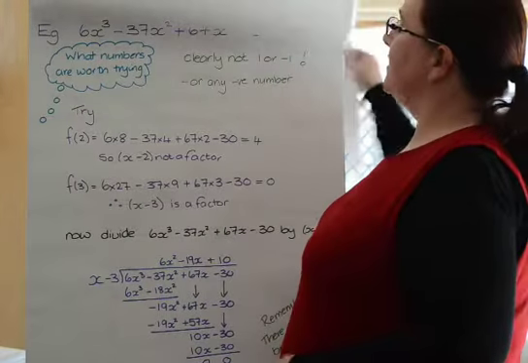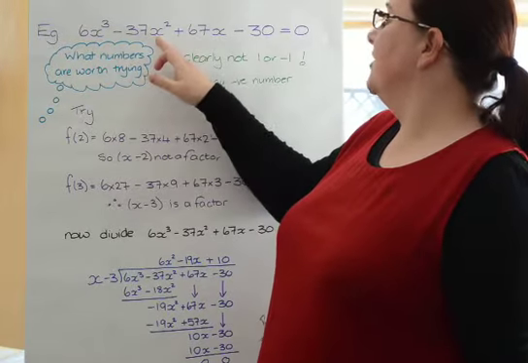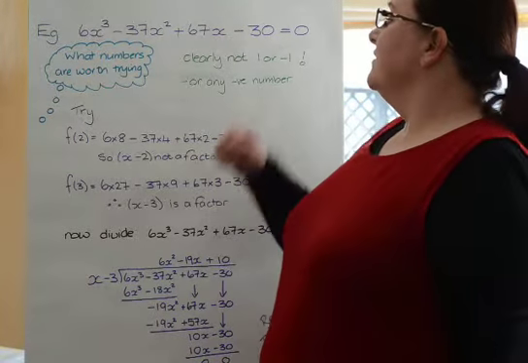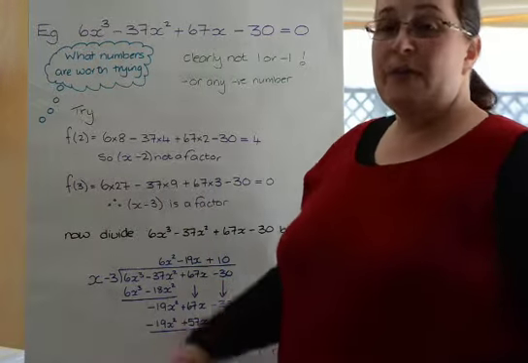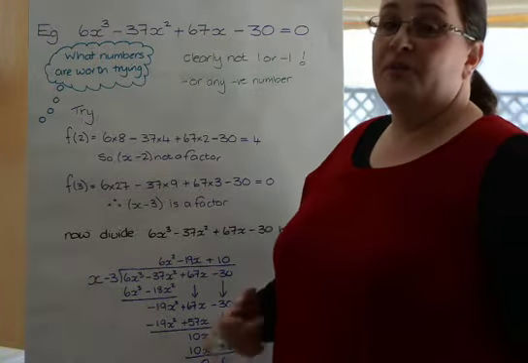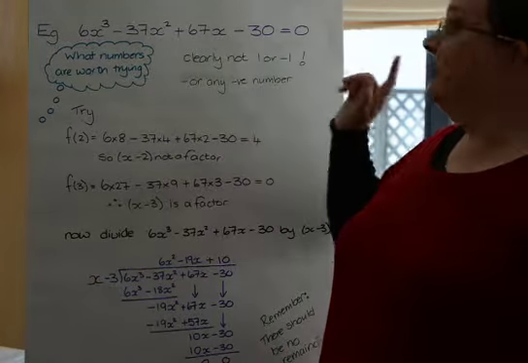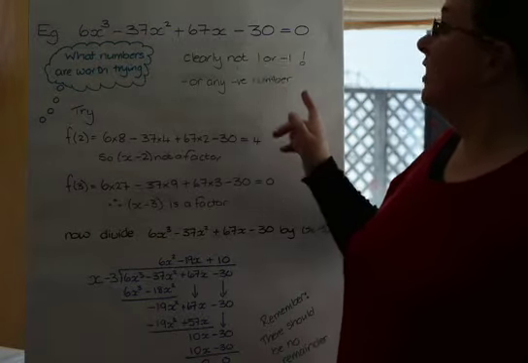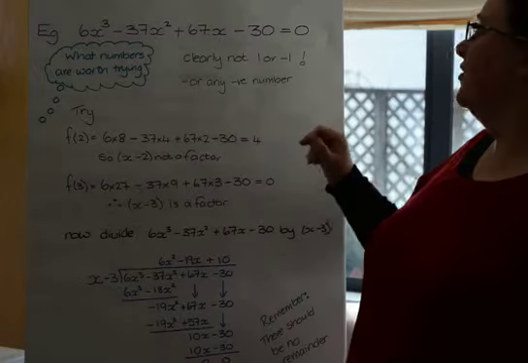Okay, here we go. We've got a cubic: 6x cubed minus 37x squared plus 67x minus 30 equals 0. So the first question is, right, I'm going to use the factor theorem. Think about what numbers are worth putting in there. There is no point putting in 1 or -1, because clearly that's not going to work. I'll give you a couple of seconds to have a look at that and think.